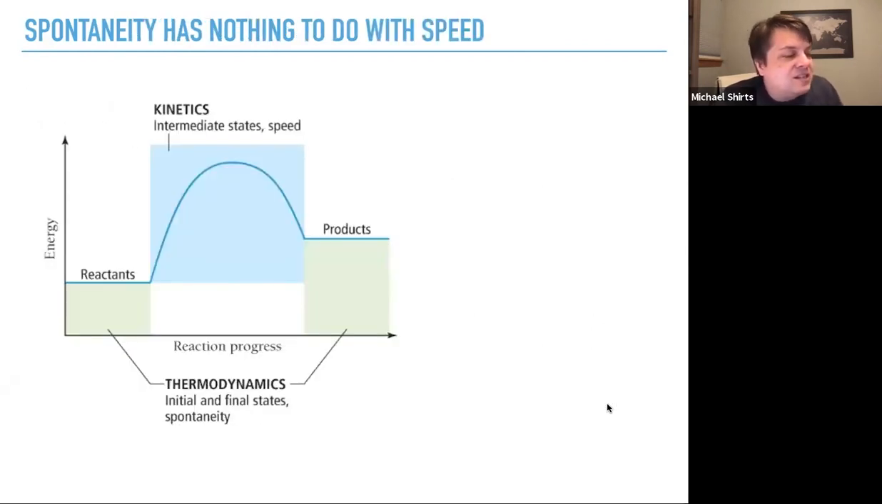An important thing here is that spontaneity has nothing to do with speed. We think of the reactants and the products, and of course the kinetics are determined by the intermediate states, and those describe the speed at which the reaction occurs. But whether it's spontaneous or not is solely a measure of its initial and its final state. Is the final state more stable or less stable than the initial state?